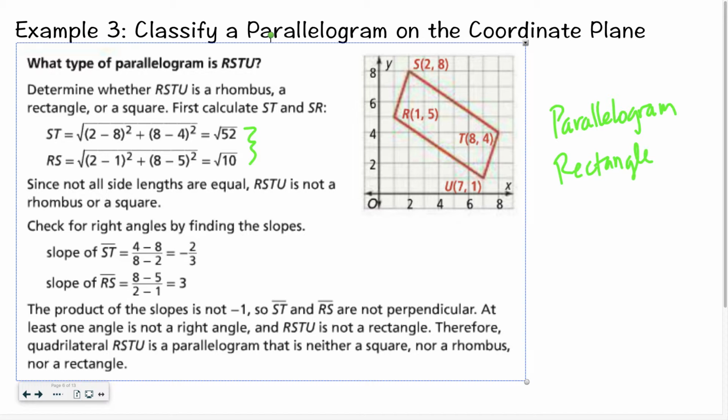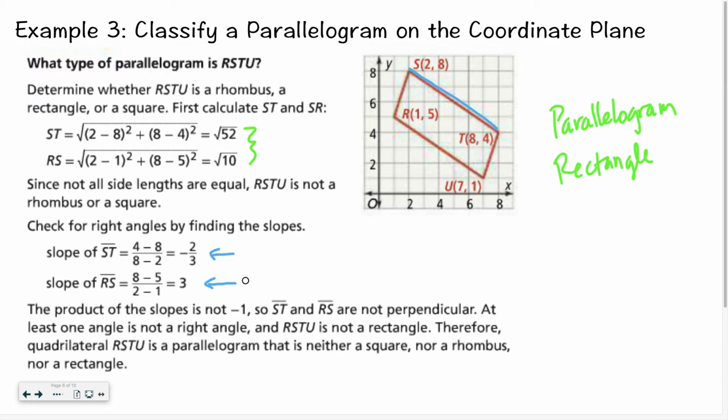So if I find the slope of ST and I compare it to one of the shorter sides, if it's a rectangle, there'll be opposite reciprocal slopes. So if I find the slope of ST, I end up with negative 2/3. If I find the slope of RS, I end up with 3. Those are not opposite reciprocals. Therefore, they do not form 90-degree angles. So I can rule out rectangle, and that means that this is just a parallelogram and not a rectangle, rhombus, or square.